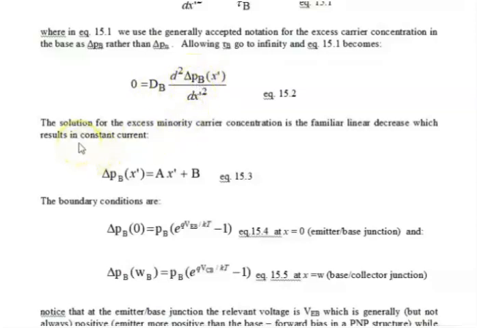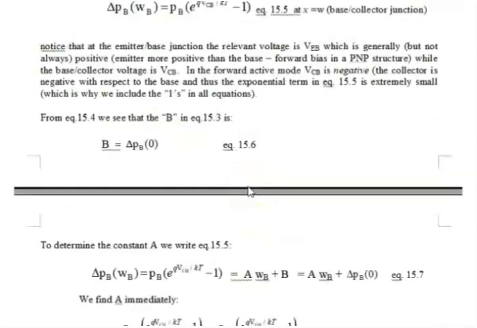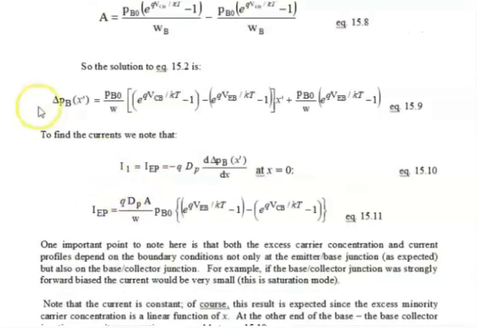Okay, so let's see. The solution is relatively straightforward. It's just linear. We have 2 boundary conditions, we have 2 unknowns, and we know that the current is going to be constant, and we can solve for that. And here it is. This is the excess carrier concentration, and the current is just a derivative. Of course, the derivative of a constant is 0, so I don't have to worry about that.